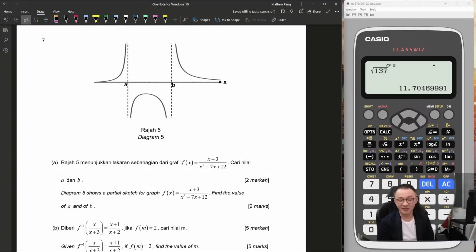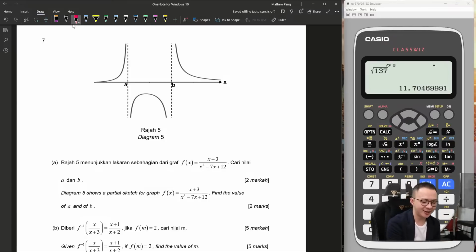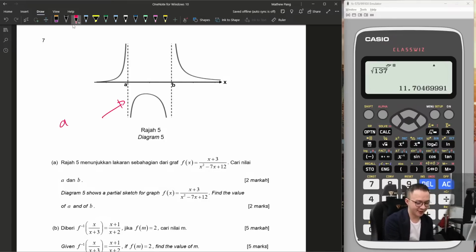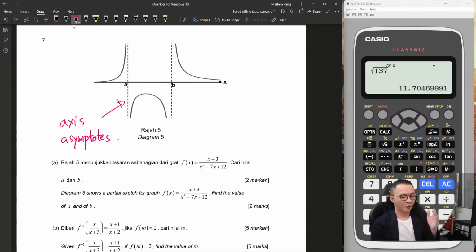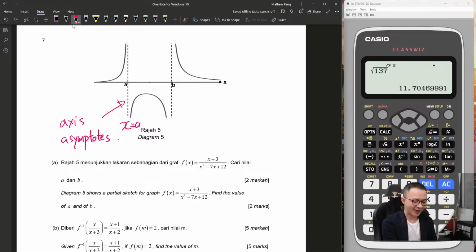Okay, next question, 7. For this question, it's very important to understand asymptotes. What asymptotes do is that when x equals a and x equals b, they will give your equation a math error. You just imagine they will give your equation a math error.